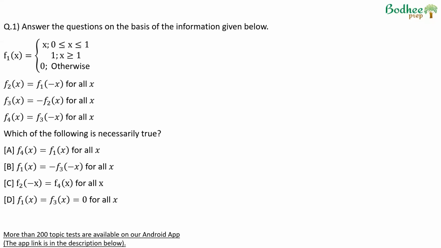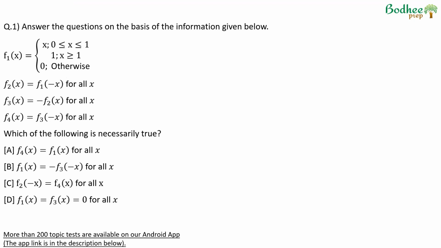If you look at the questions, the first question says, answer the question based on the information given below. f1(x) is defined as x when x is between 0 and 1. f1(x) is 1 when x is greater than or equal to 1, and otherwise it is 0. So for all values where x is negative, f1(x) is 0. f2(x) is f1 of minus x.